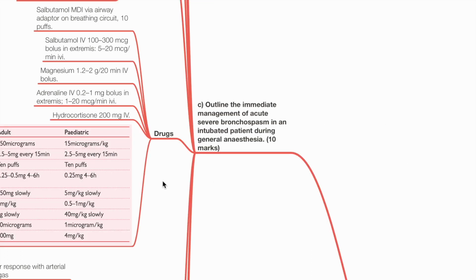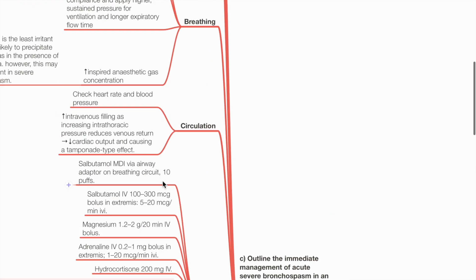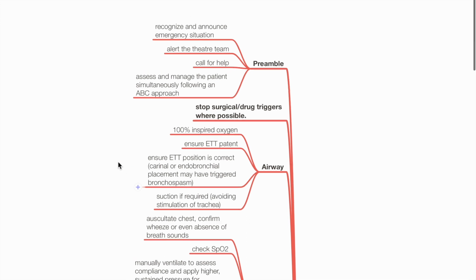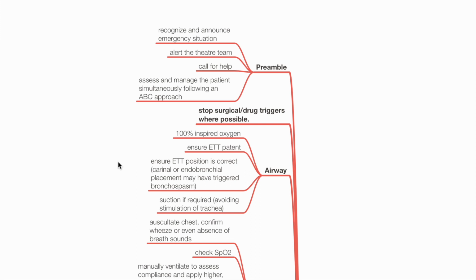C. Outline the immediate management of acute severe bronchospasm in an intubated patient during general anesthesia. Recognize and announce the emergency situation. Alert theatre team and call for help. Assess and manage the patient simultaneously following an ABC approach. Stop surgical or drug triggers when possible.